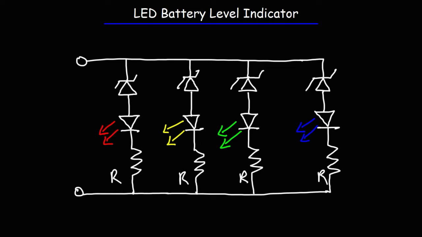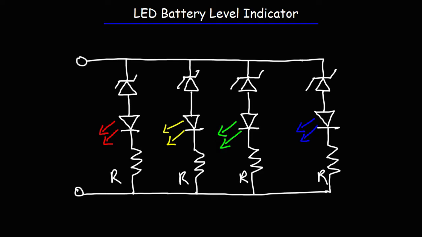In this video, we're going to focus on making a battery level indicator using LEDs, or light emitting diodes, resistors, and Zener diodes as well. So the Zener diodes are in reverse bias mode, and here we have the LEDs: a green, a yellow, that's a red one, a yellow, green, and a blue one.